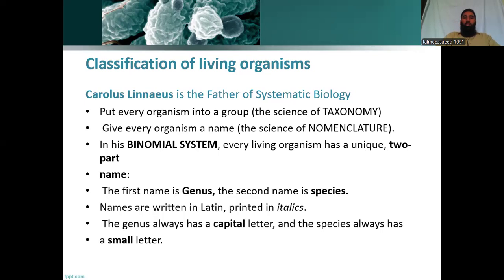This system is known as binomial nomenclature, where an organism has a name that consists of two parts. Bi means two, nomial means name. The first part of the name represents the genus or generic name. It's a bigger category. The second name is the species or specific name of the organism. The names are usually written in Latin and printed in italics. The generic name always starts with a capital letter and the species name is written in small letters.